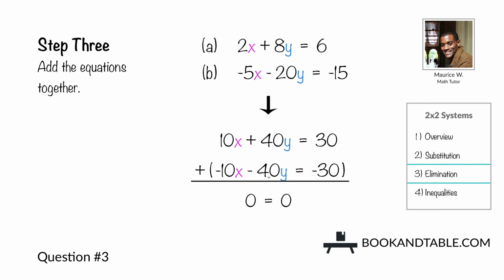40y plus negative 40y equals 0. And 30 plus negative 30 would also be equal to 0. So since we cannot solve for either variable, and we wind up with a true statement, that lets us know that we are dealing with the same line, and thus there are an infinite number of solutions. So the answer to question number 3 is infinite. There are infinite solutions, since these are actually the same line.